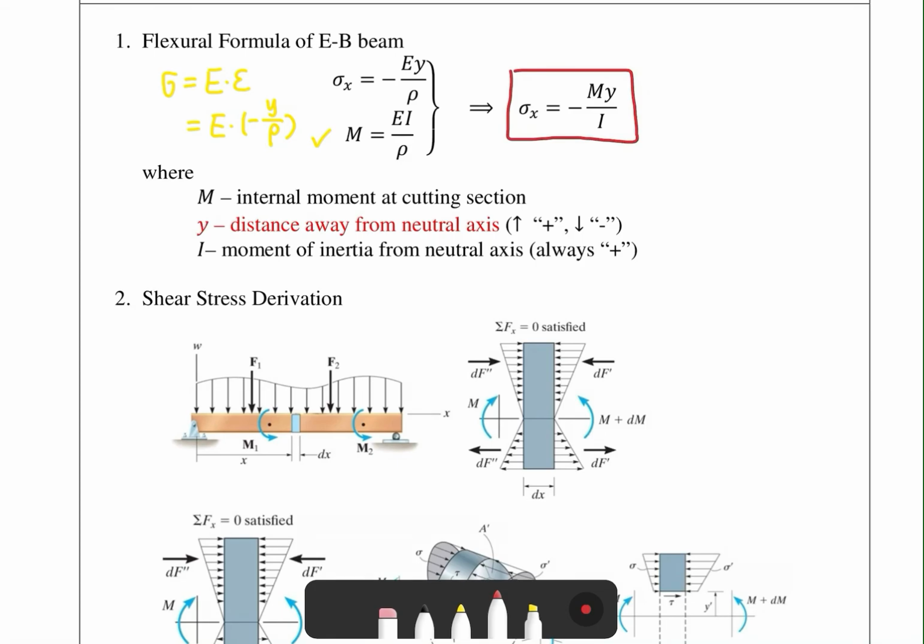I have a different video to talk about the sign convention for this. You can watch that video. But anyway, sigma, the flexural stress, is actually the normal stress under the bending moment. If you want to calculate it, it will be My over I. M is the internal moment, y is the distance from the neutral axis, and I is the moment of inertia.